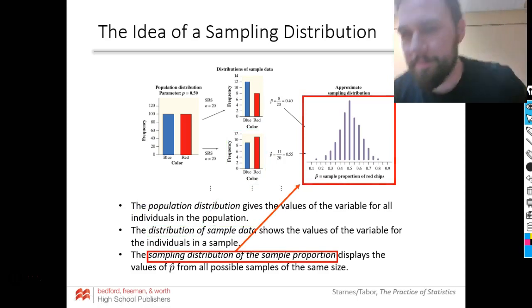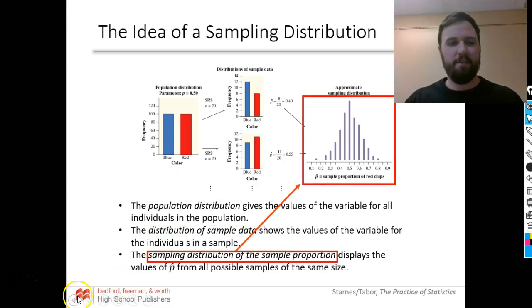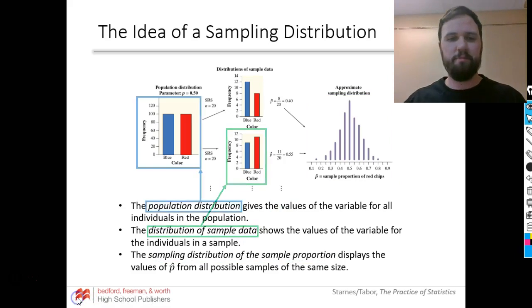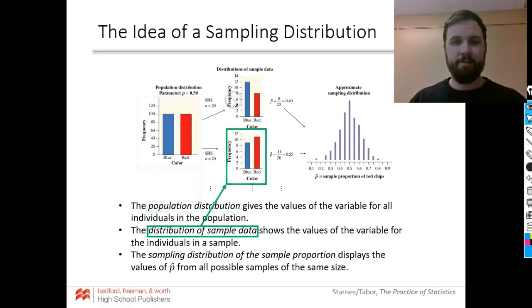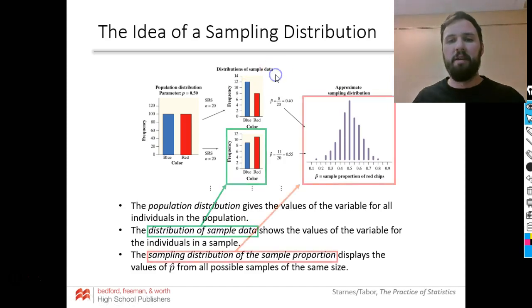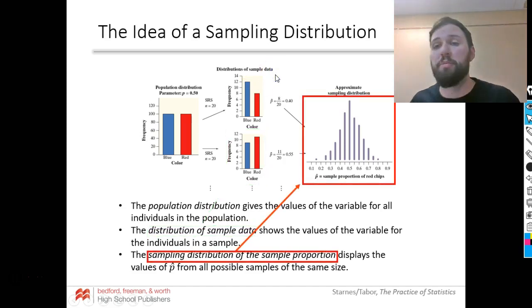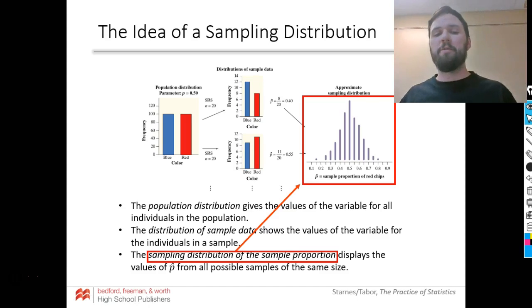Sorry, I did that really quick. Let's do it again. The population distribution, the 50-50, gives us all the individuals. One piece of sample data gives you the variable for those individuals in the sample, just those in the sample. And if we make a distribution of all the sample proportions, it will show all the values of p-hat from all the samples of the same size.